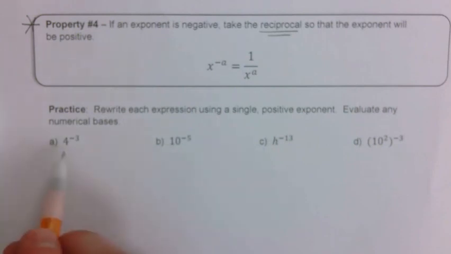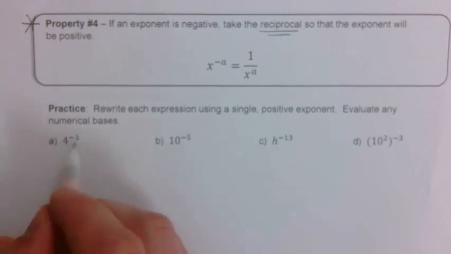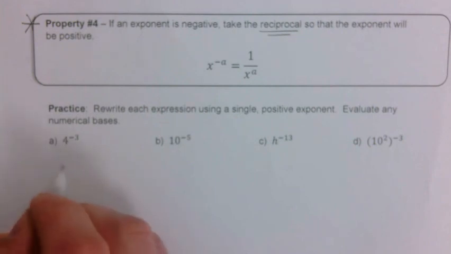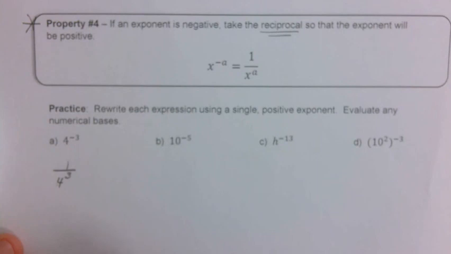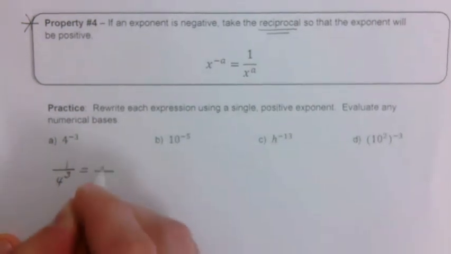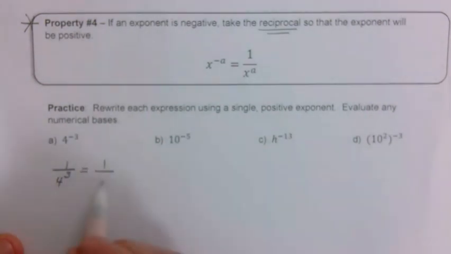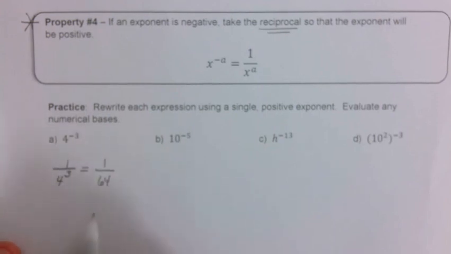Here, in letter A, we have 4 to the negative 3rd power. Since the exponent is negative, I'm going to use the reciprocal to make my exponent positive. This is going to become 1 over 4 to the positive third power. Now this is a numerical base, so I'm going to evaluate it. In the numerator, I'm still going to have 1. In the denominator, 4 to the third power is equal to 64. 4 times 4 is 16, times another 4 is 64. So this expression is equal to 1 over 64.